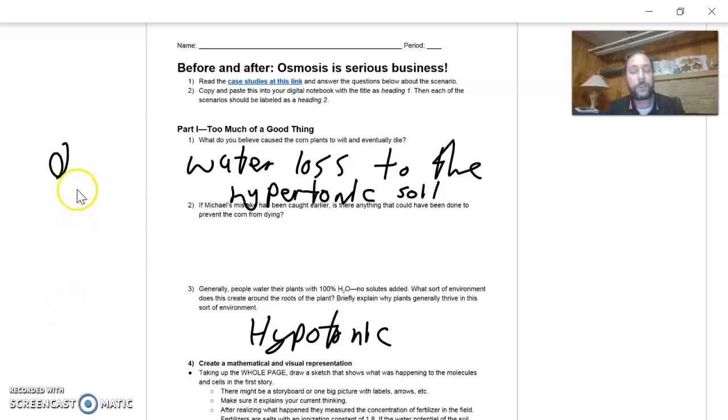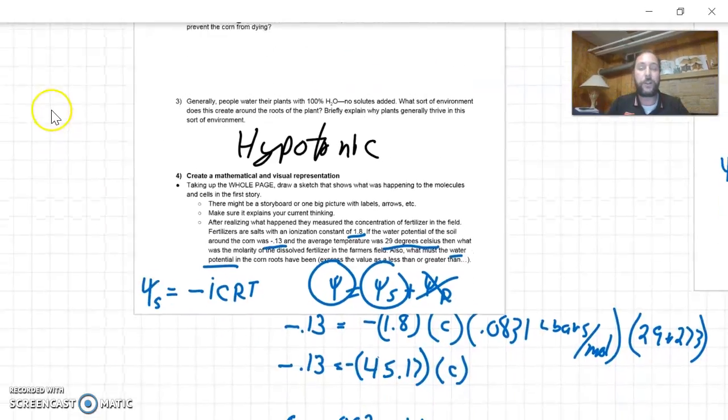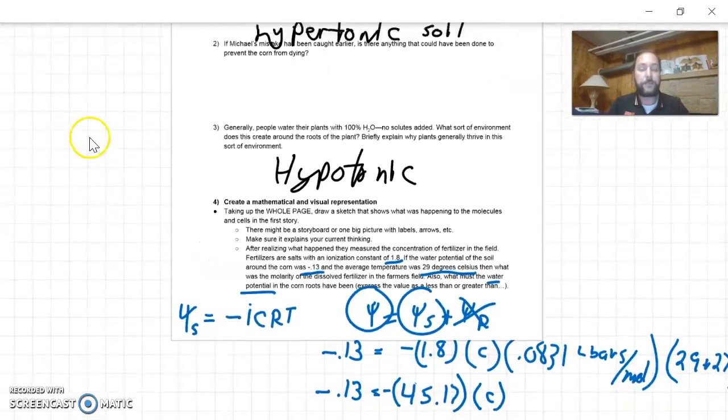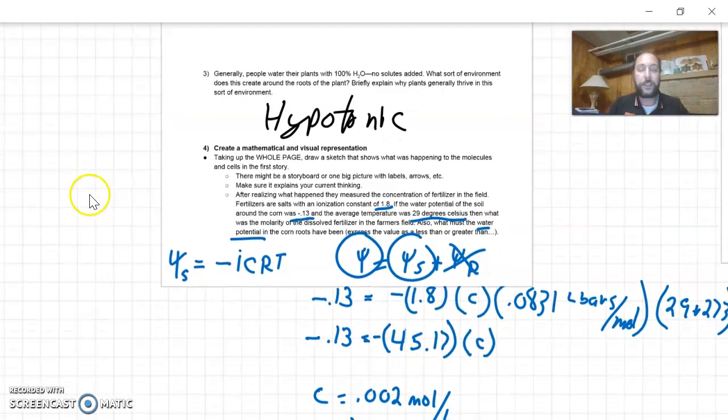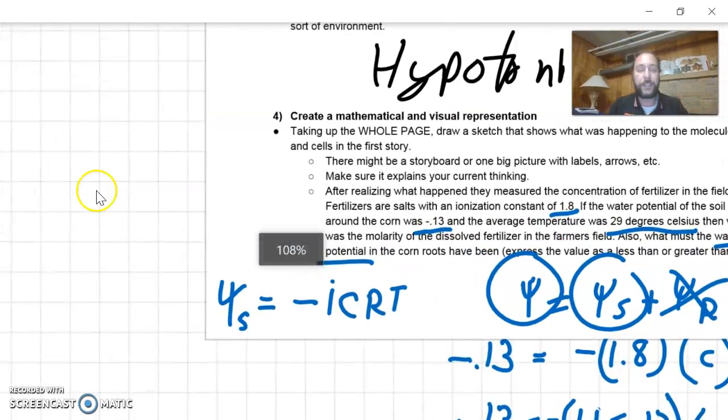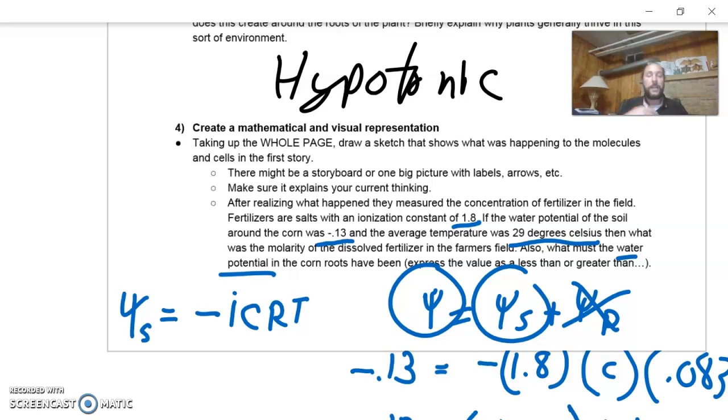Now, the last question was the one that I think people struggled with the most. I'm going to show you the calculations here, and then I'll take you through what I did. So after realizing what happened, they measured the concentration of fertilizer in the field, and they knew that the salts applied had an ionization constant of 1.8. That's just a given value, right?